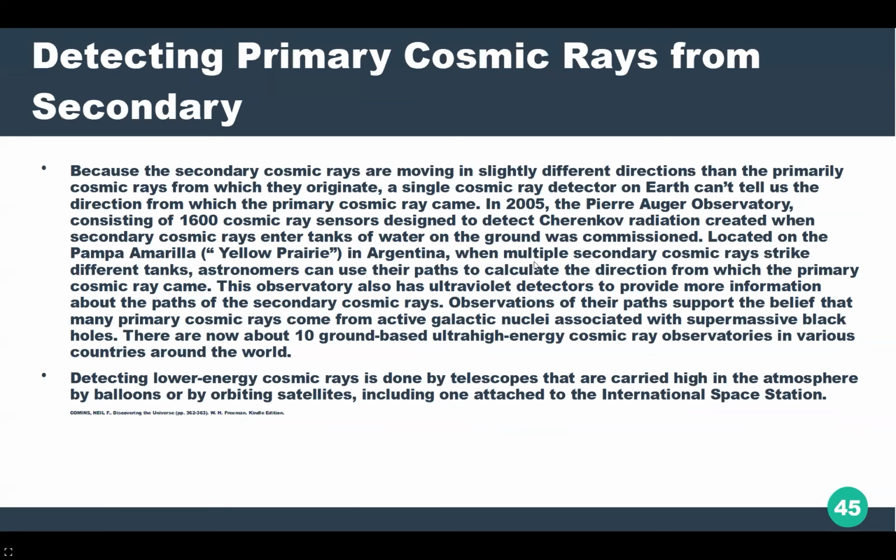Detecting lower energy cosmic rays is done by telescopes that are carried high in the atmosphere by balloons and by orbiting satellites, including one attached to the International Space Station.